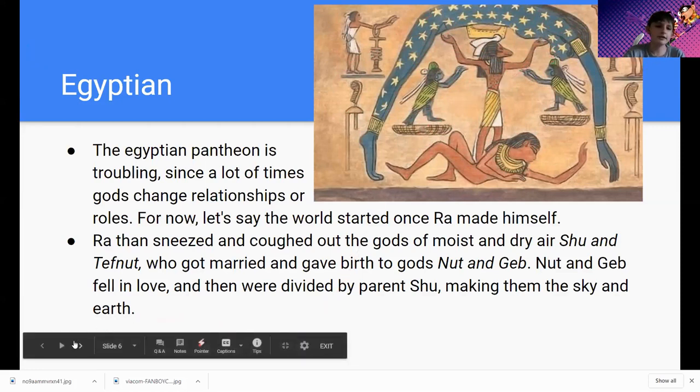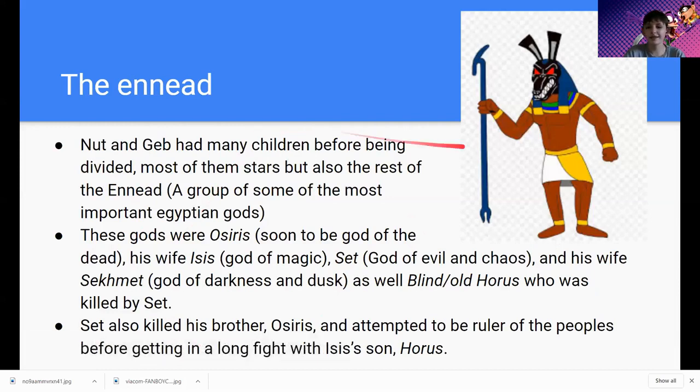So the rest of the children make the Ennead. Here's a stock image of Set. He's real angry in this picture. He might be Anubis, I'm not sure. One of them. Nut and Geb had many children, most of them stars, but also the rest of them completed the Ennead.